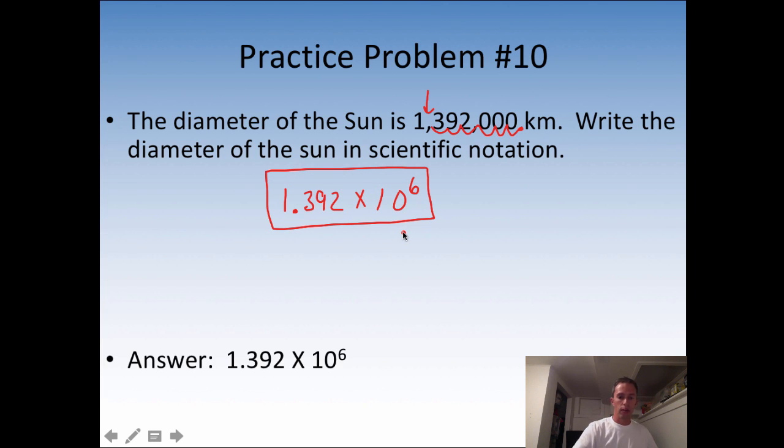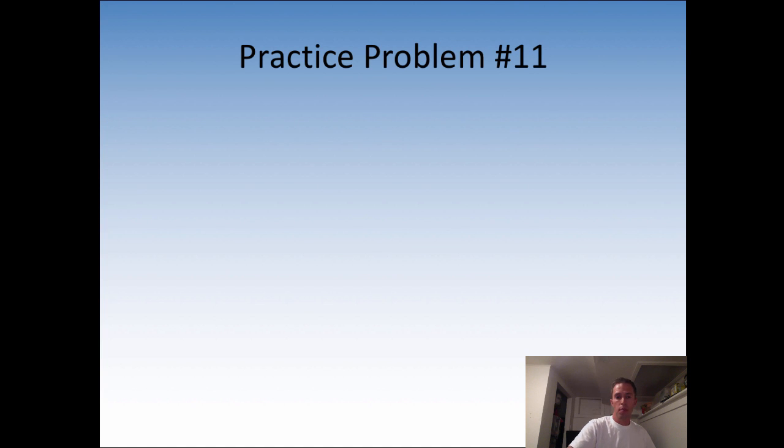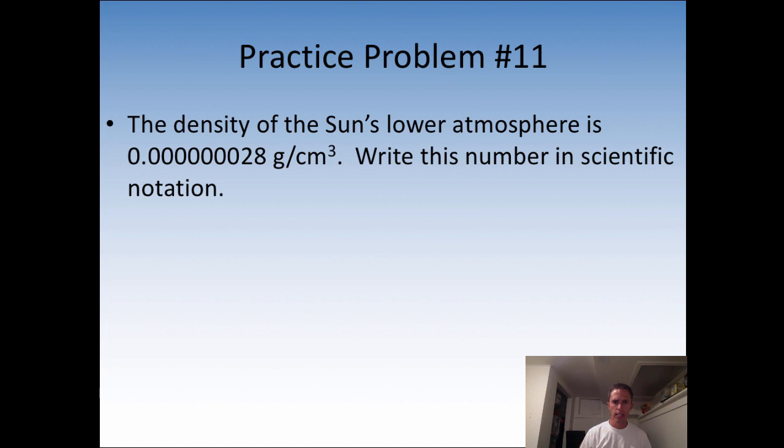Let's see if we got it right. The answer, yep, perfect. Okay, so that's practice problem number 10. Let's do some more. Try and get the hang of this. Practice problem 11. It says the density of the sun's lower atmosphere is 0.000028 grams per centimeter cubed. Write this number in scientific notation.